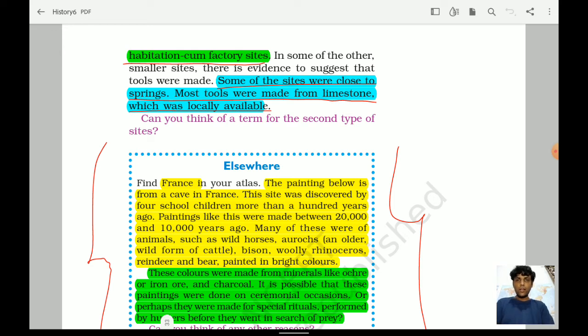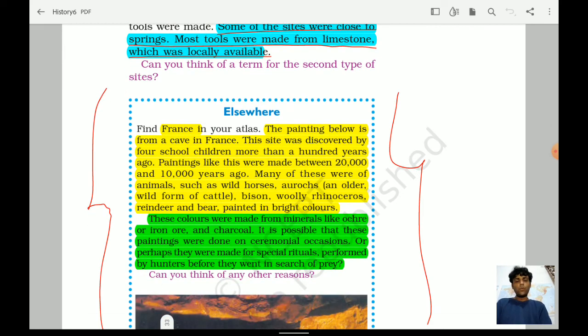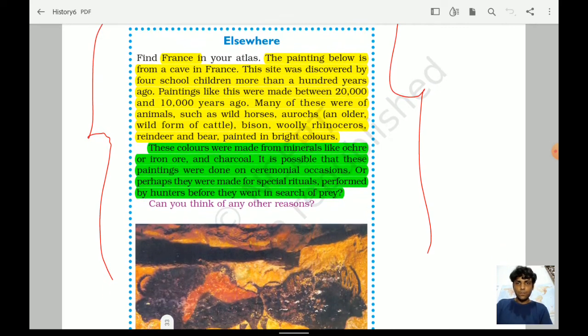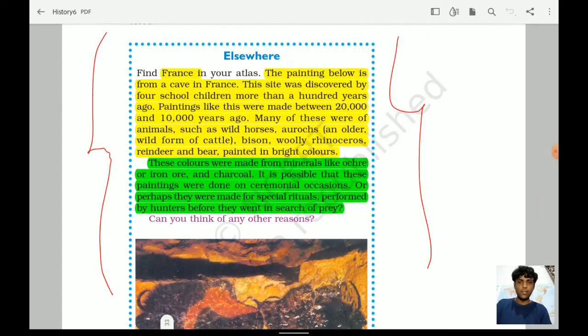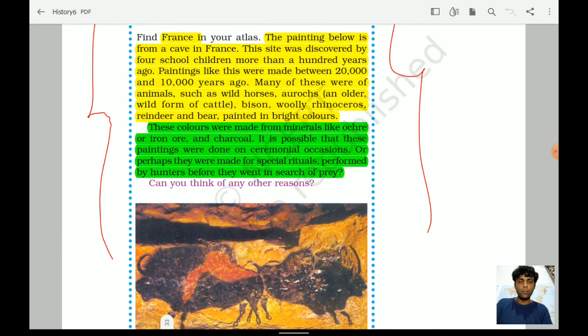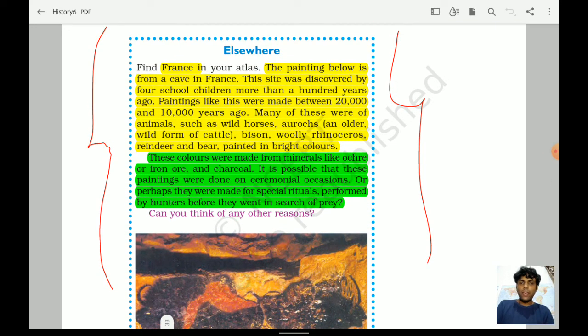Some of the sites were close to springs, and most tools were made from limestone which was locally available. So what was happening elsewhere, parallel to that period? Let us understand. In France, this is the painting below. These are bisons. Probably they must have drawn the bisons. Below is from a cave in France. This site was discovered by school children more than 100 years ago. Paintings like these were made somewhere between 20,000 and 10,000 years ago.